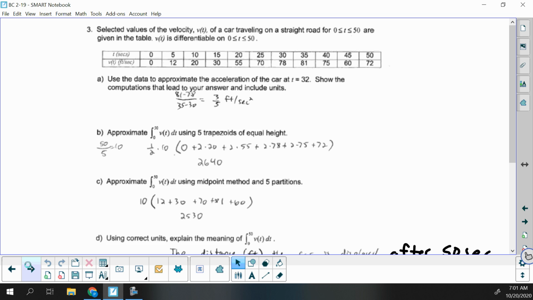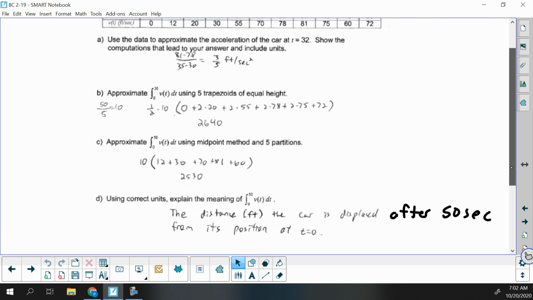Couple things I want to talk about. In A, on the AP exam, if you have a table and you have to do a slope, so we need a rate of change of the velocity, which is the acceleration. If it's in between values in the table, you just use the values on either side. If it is at a value in the table, you can either use that value and the one before, that value and the one after, or the ones on either side. So because 32 is somewhere in between 30 and 35, we had to use those two values to do our slope.